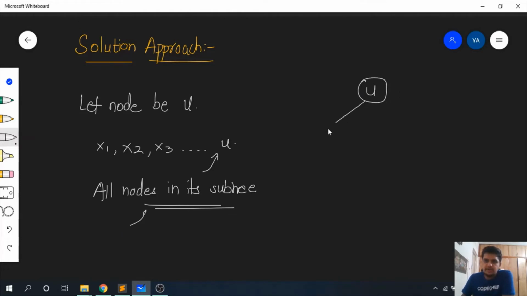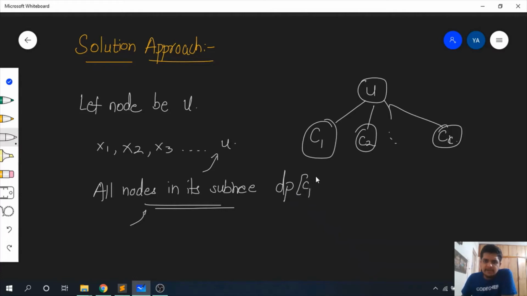So let us consider something like this. This is the node U, this is its child C1, C2, and say C. So we have C children for the node U. So here now let us convert it into a DP problem. Let DP of C1 represent the number of topological orderings at the C1 node. Once we get the number of topological orderings at each of its children, then we can find the topological ordering for U.